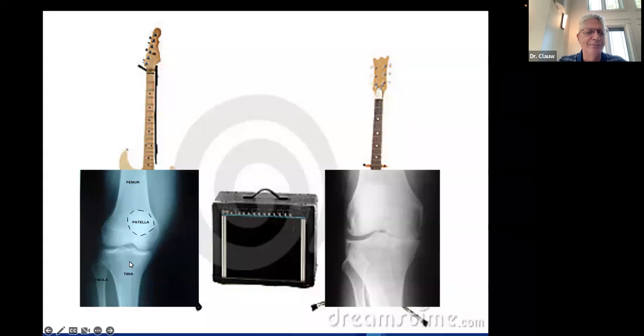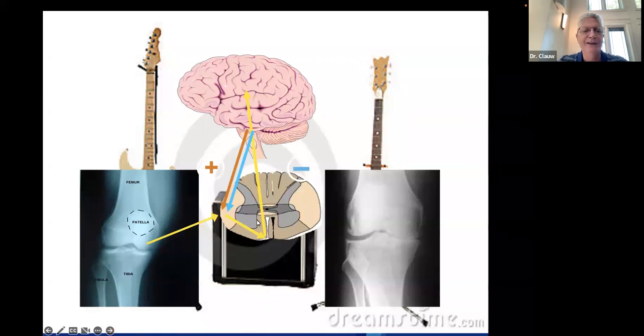Now when I show these two knees again, this information from the knee is picked up by sensory nerves. Those sensory nerves then go up through the spinal cord and into the brain. But the spinal cord and the brain serve as the amplifier for pain processing and sensory processing. And we know that there are some individuals who are born with a higher amplifier setting, and by virtue of this, they are going to feel more of what's going on in different areas of their body.